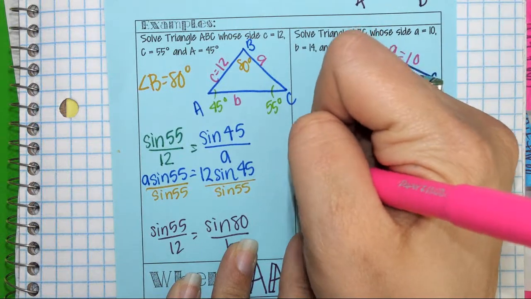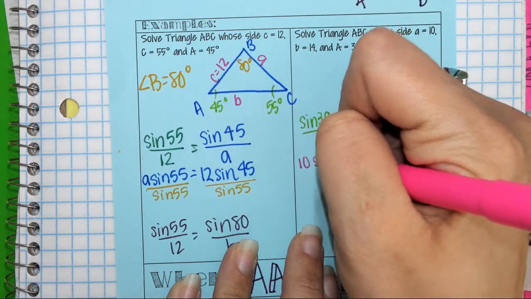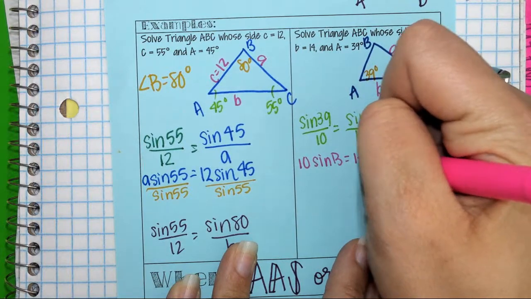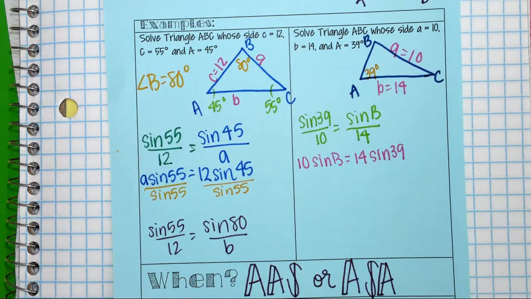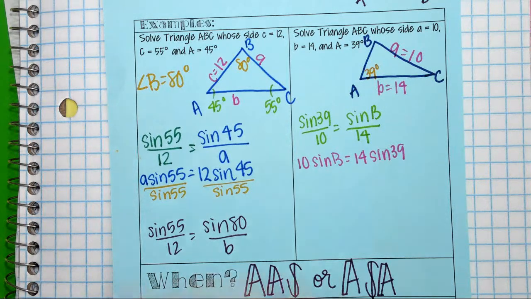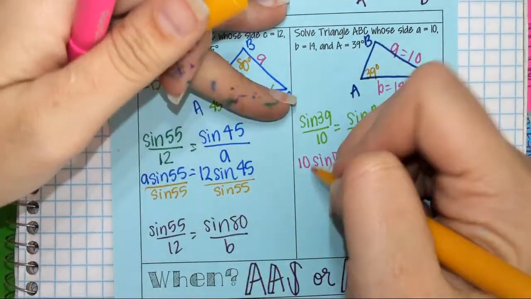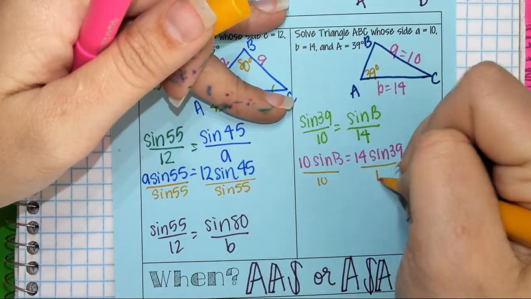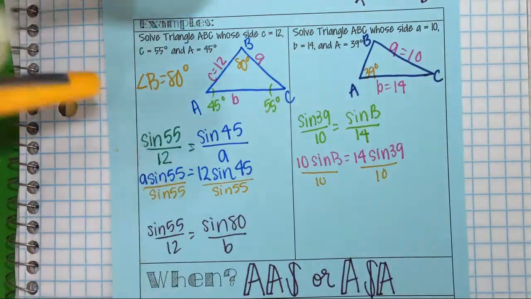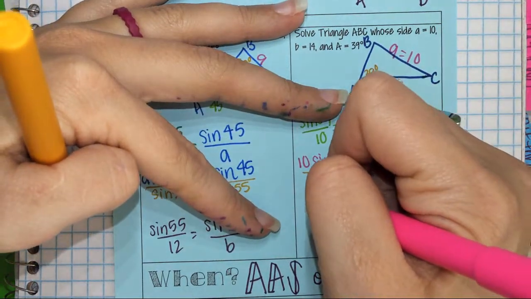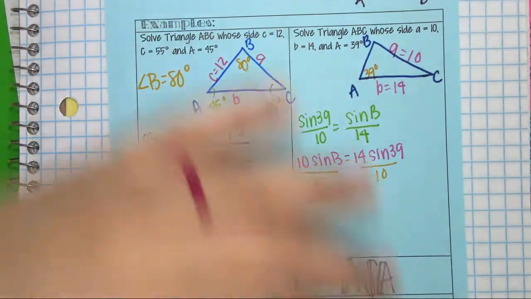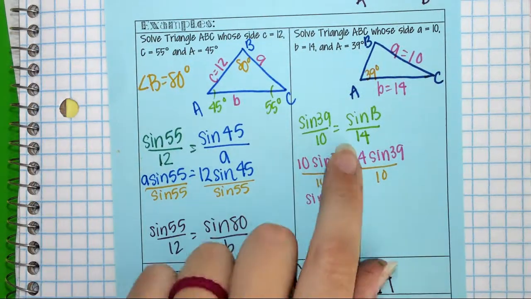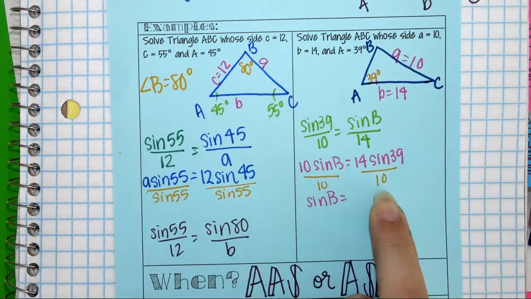Alright, you cross multiply. You get 10 sine of B equals 14 sine of 39. And then what do I do? You divide by 10. Alright, and then from here, we're all going to plug it into our calculators together. Does everybody understand? Because we're going to have to do the inverse to figure out what B is. In your calculator, I want you to do 14 sine of 39, and then divide it by 10.